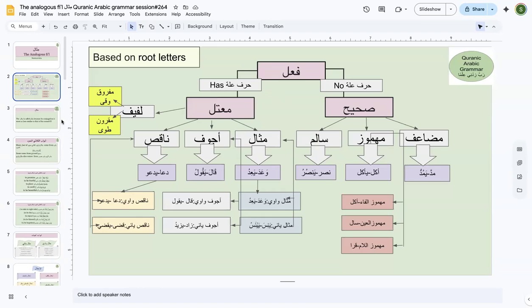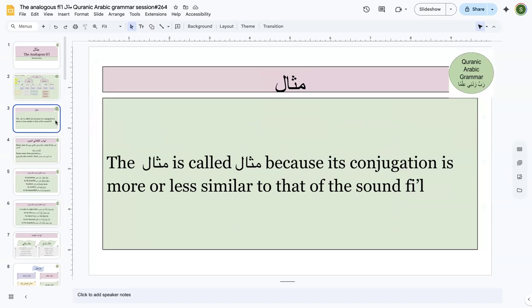So misal derives its name from the fact that its conjugation is more or less similar to that of a sound fail. You will find it is going to conjugate for the most part just like a sound fail. Why is misal called misal? Because it's going to conjugate for the most part like a normal fail. You will not find many differences between misal and a regular fail that is sahi. Is this clear to all of you, inshallah? I hope you are with me on that.